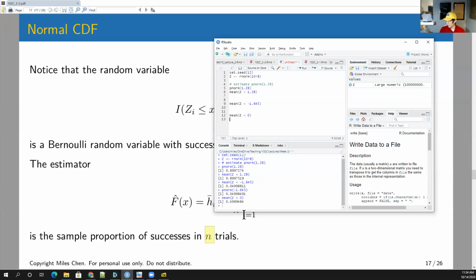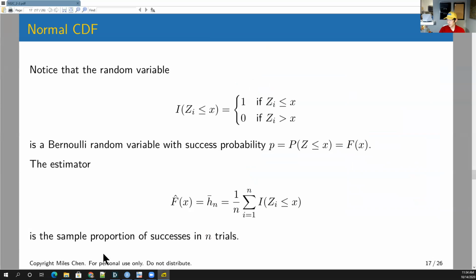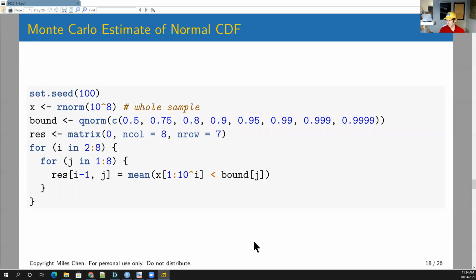Our estimate is just ever so slightly off. The true value is exactly 0.5, and we're getting 0.49948. So something close to half, but it's not exactly that. This is an estimate, and it's basically the sample proportion that came in less than 0. And that's what we have here.